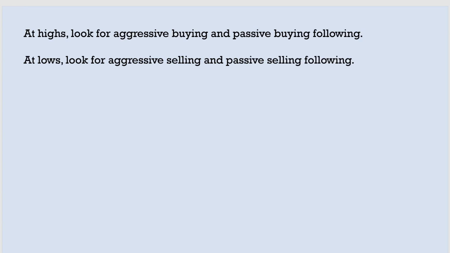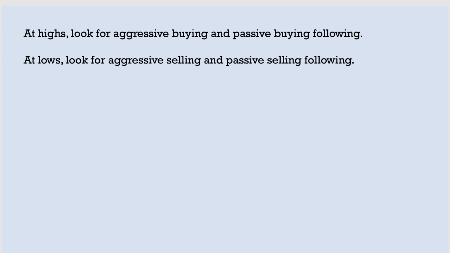So what you're going to look for, at highs, is aggressive buying, ideally imbalances, and passive buying following. What that means is people are lifting the offer and turning the market bid, supporting the market as you're taking out those highs.